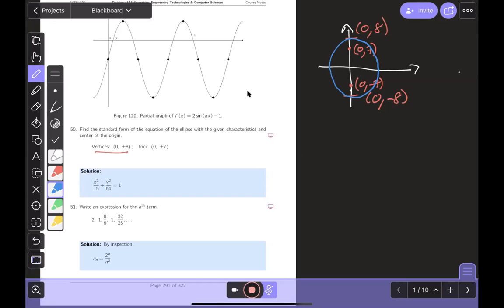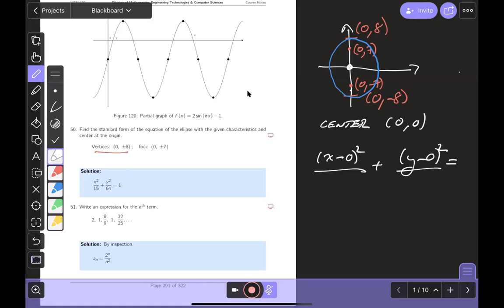And the information I want to write down is, I know it's an ellipse. They said it's an ellipse. And I'm going to start writing down information, certainly the center. And what's the center? Well, clearly looking at it, it's 0, 0. All right. So what do I know about this? I know it's going to be x minus 0 squared over something plus y minus 0 squared over something equals 1.